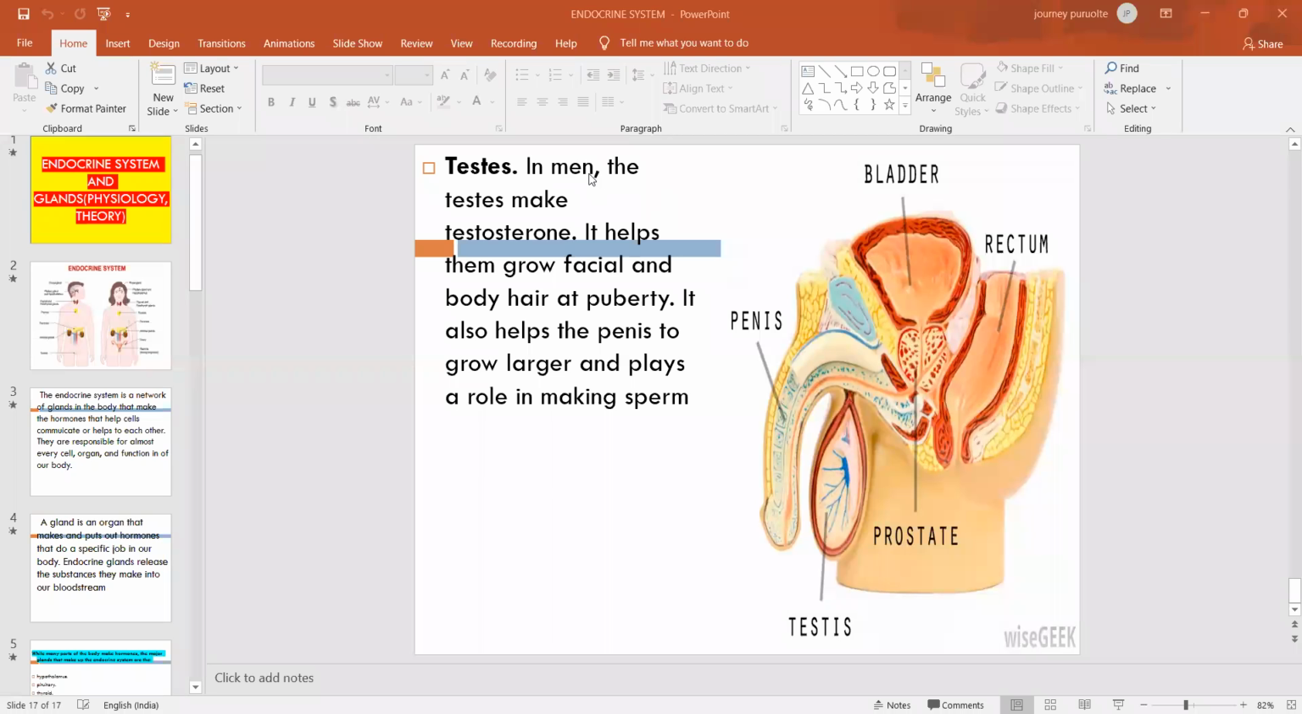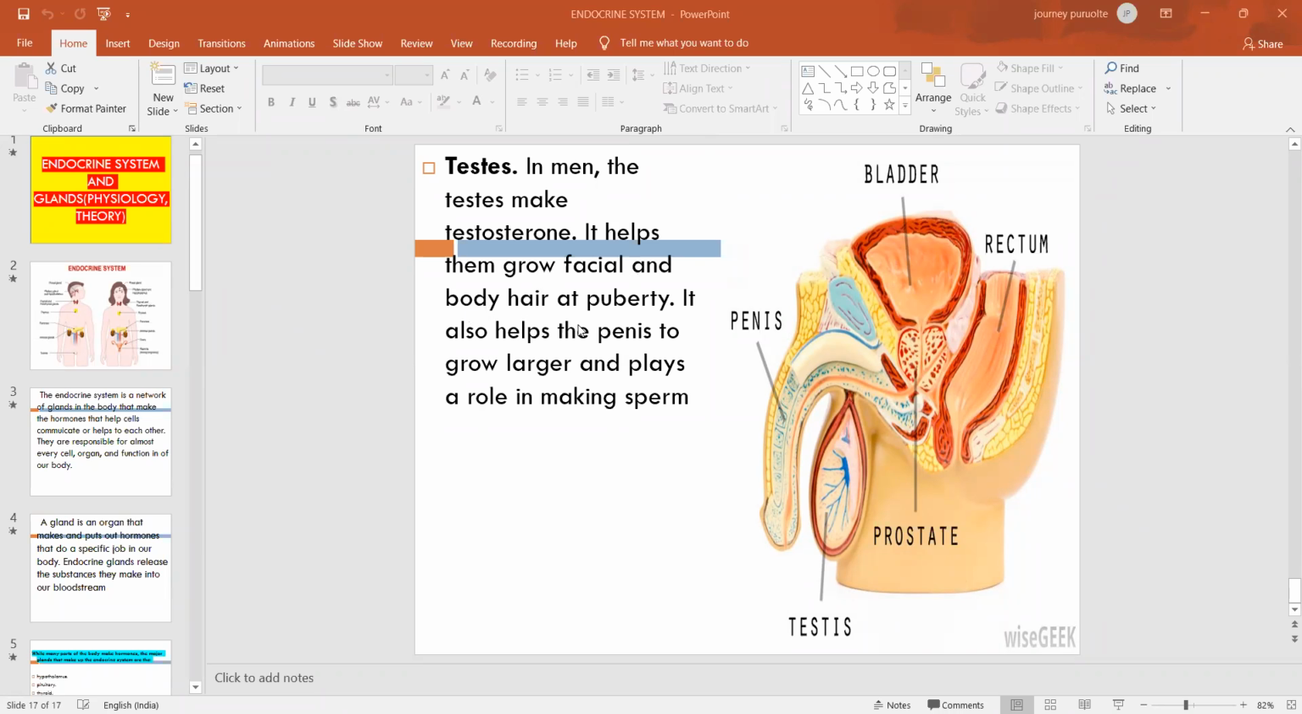And what does the testis do? It makes the hormone known as testosterone. It helps them grow facial and body hair at puberty. All of you know now what puberty is, that was already explained. At the period when an individual reaches puberty, these hormones help them grow facial as well as body hair.